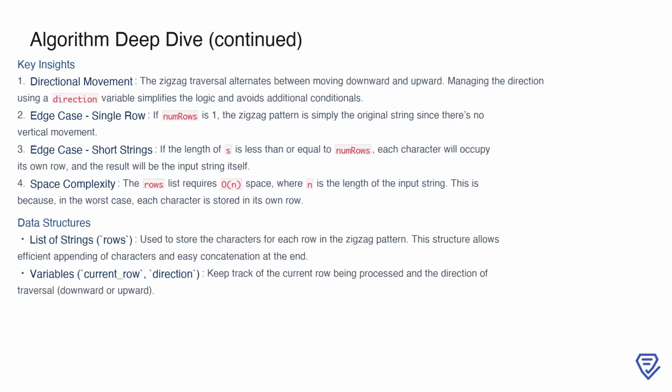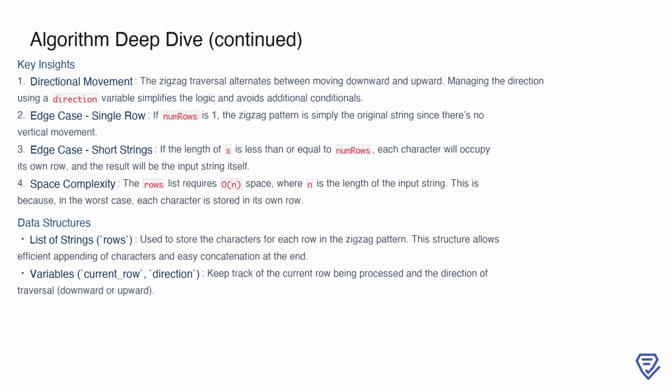Understanding the key insights behind this approach can help us appreciate its simplicity and efficiency. First, the zigzag traversal relies on alternating movement between downward and upward directions. By managing this with a direction variable, we eliminate the need for complex conditionals, making the logic clean and easy to follow. There are also a couple of edge cases to consider. If numRows is 1, the zigzag pattern reduces to the original string itself because there's no vertical movement. Similarly, if the string is shorter than or equal to the number of rows, each character will occupy its own row, and again, the result will be the input string.